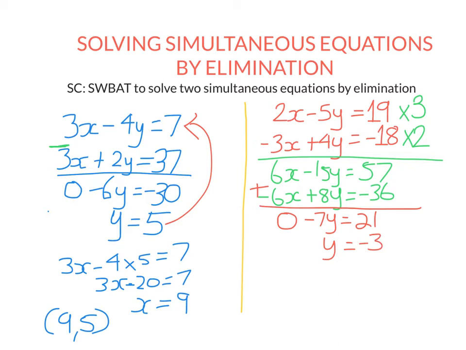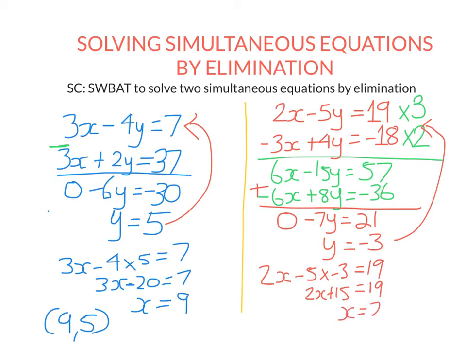Now I need to substitute that into either equation. So I'm going to again choose the first one. So 2x minus 5 times y equals 19. 2x plus 15 equals 19. You know how to solve from here. You get x equals 2. So the solution is 2, minus 3.